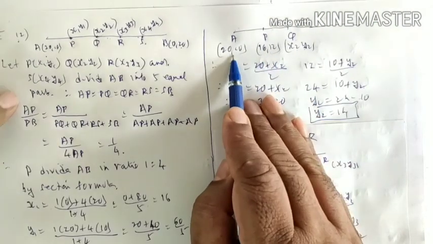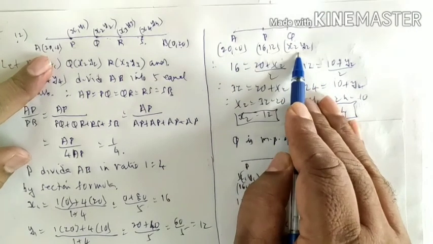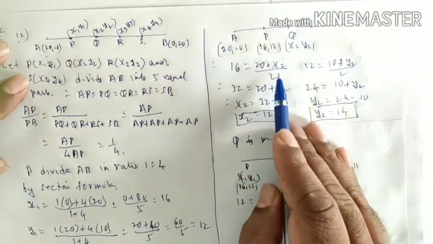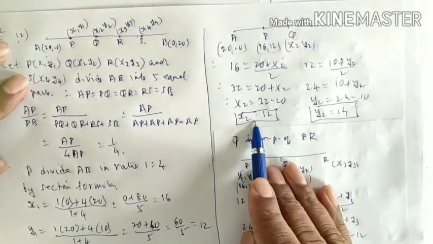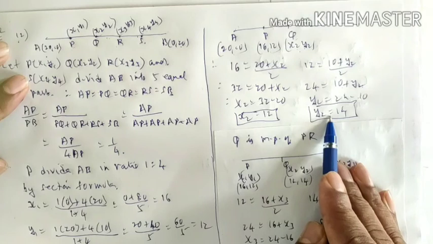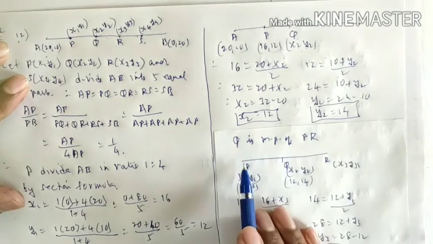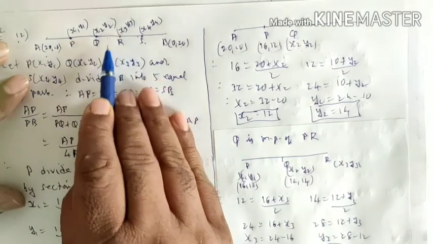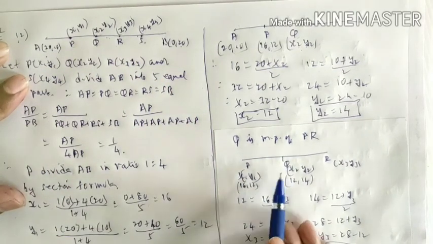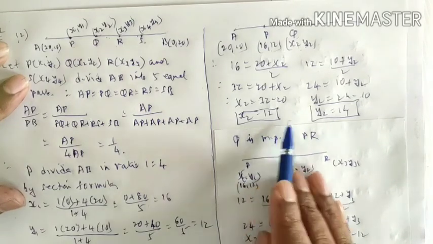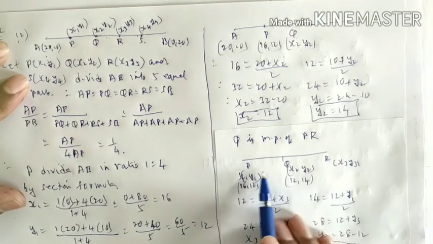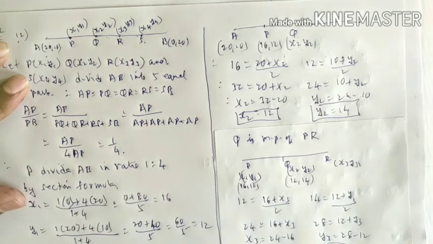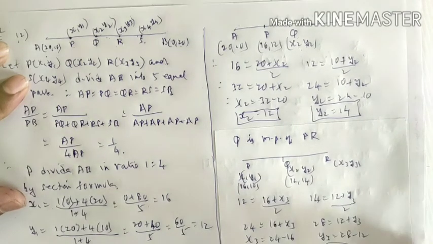Now see A is 20, 10. We have to find Q. P is midpoint of AQ. So apply midpoint formula. You are getting the coordinate of Q, x2 equal to 12 and y2 equal to 14. In the same way, see Q is midpoint of PR. Here see Q is midpoint of PR. P is how much? 16, 12. Q is 12, 14. We found this here. We have to find R. Apply midpoint formula. We are getting the coordinates of x3, y3 as 8, 16.